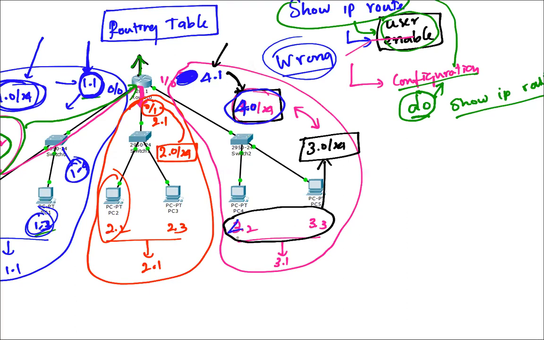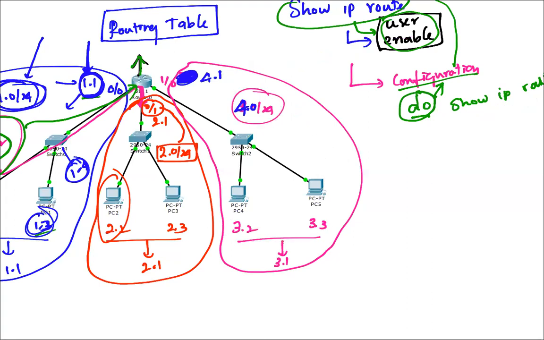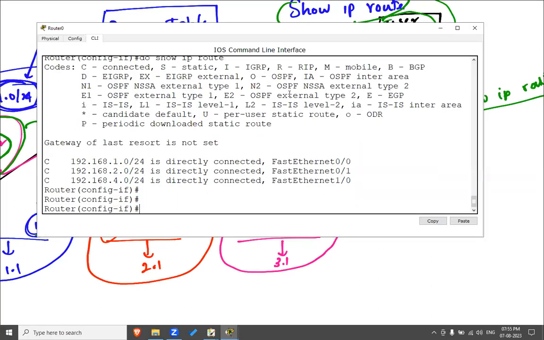Maybe if you want, you can go and change the PCs to 4.1, 4.2, 4.3 and make the gateway 4.1, or you can change this interface back to 3.1 itself. In that case, we get 3.0 slash 24 back into the routing table. So can we change that and check again?